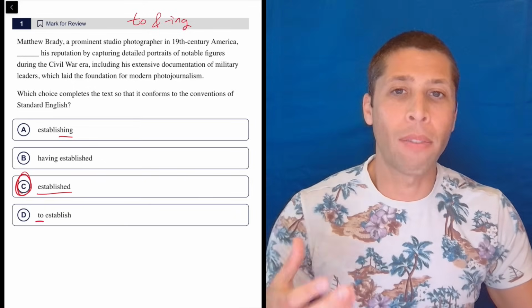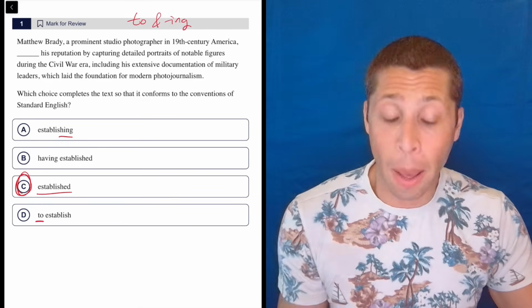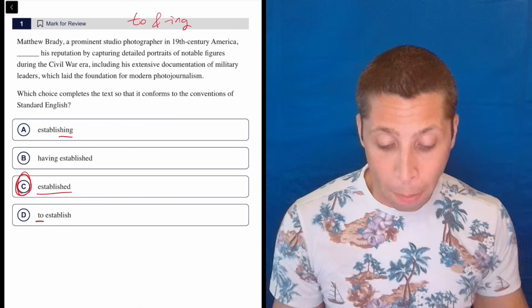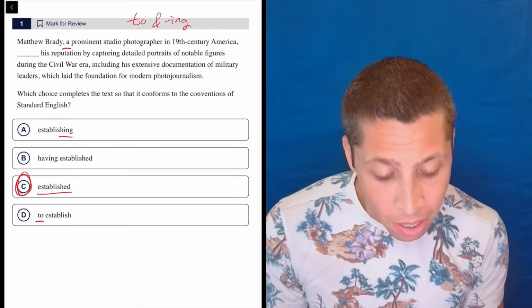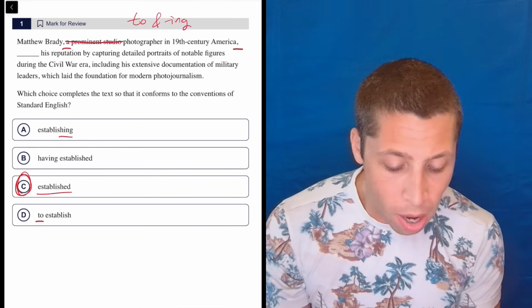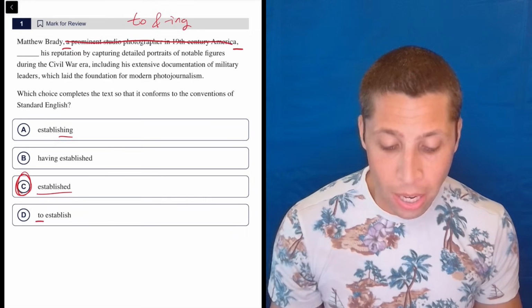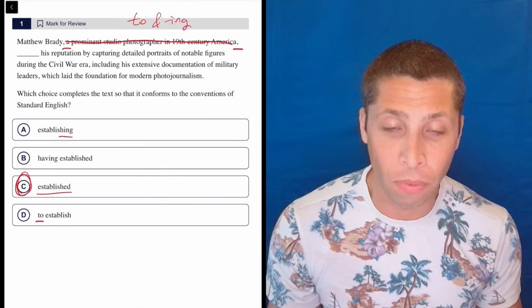Most of us are going to have a kind of clear instinct for which verb fits in that blank. We might know a little bit of the grammar here. We might recognize that these commas are telling us that this is an extra clause. And so we can cross that out to hear it better. Matthew Brady established his reputation by capturing detailed portraits of notable figures.